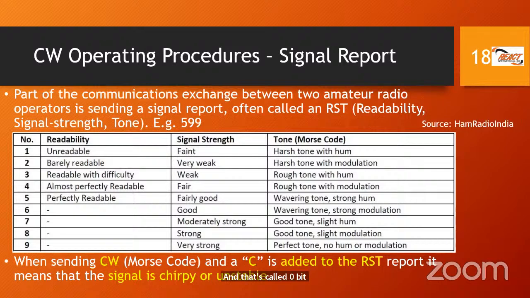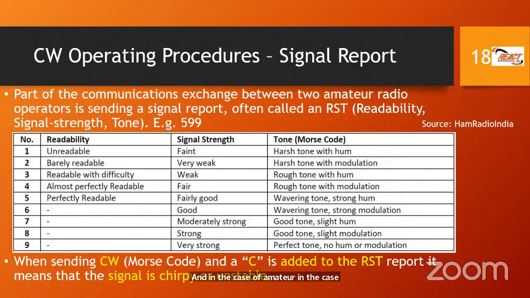All right, sticking with Morse code again. When we communicate with each other, it is typical and highly recommended that we tell each other how we are hearing the other amateur radio operator. How are they sounding? Are they sounding loud and clear? Are they sounding weak and fading or noisy? But apart from giving an idea of our perception of what that other amateur radio operator is sounding like, we actually have a very formal way of communicating, called a signal report.